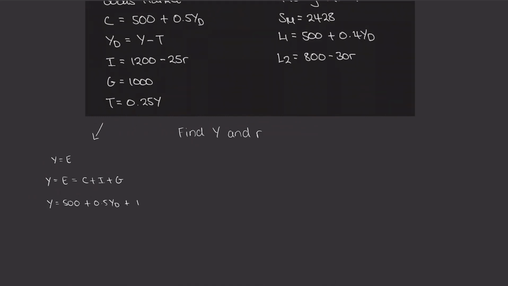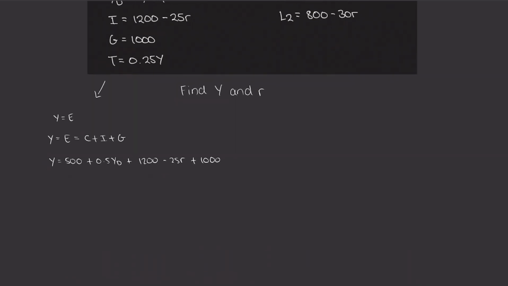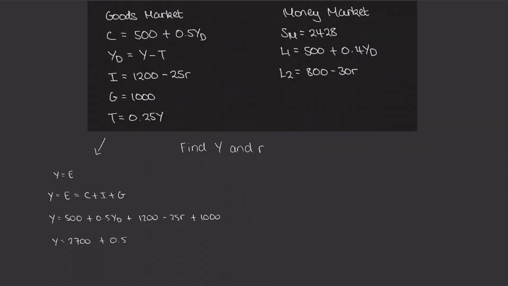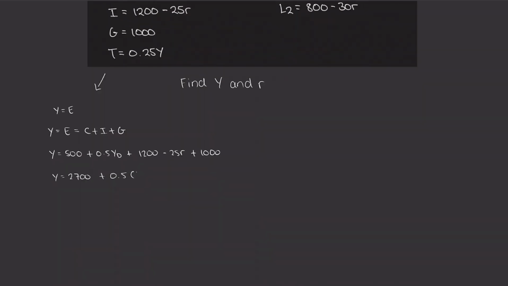So we've got 1,200 subtract 25R, and then plus G, that's just one single value, which is 1,000. Okay, so this looks a bit long, it doesn't look hard, it's just long. Then what you want to do is simplify everything down. We have y equals, where's my calculator? We have 500 plus 1,200 plus 1,000, which equals 2,700, then plus 0.5 YD, and we know YD is y minus T, so we can substitute that in, and then subtract 25R.